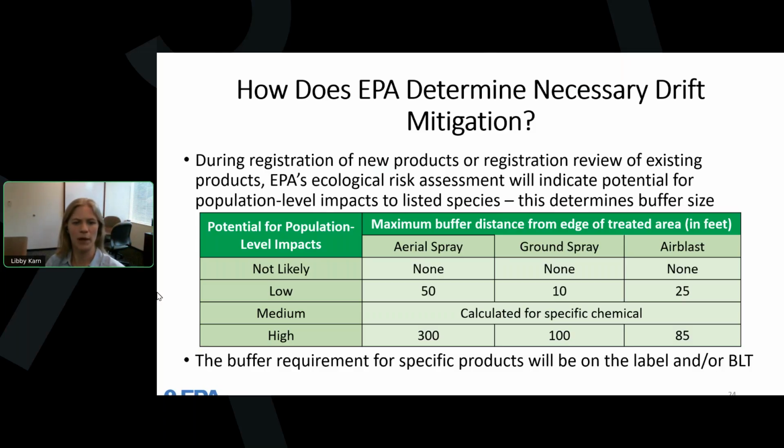This is a 300-foot buffer for aerial applications, a 100-foot buffer for ground spray, or an 85-foot buffer for air blast. If the potential for population level impacts is medium, then a specific spray drift buffer size is calculated for that pesticide, and this distance will be somewhere between the minimum and maximum buffer sizes. For all pesticide products, any required spray drift buffers will be listed on the pesticide label and on the BLT website if applicable.